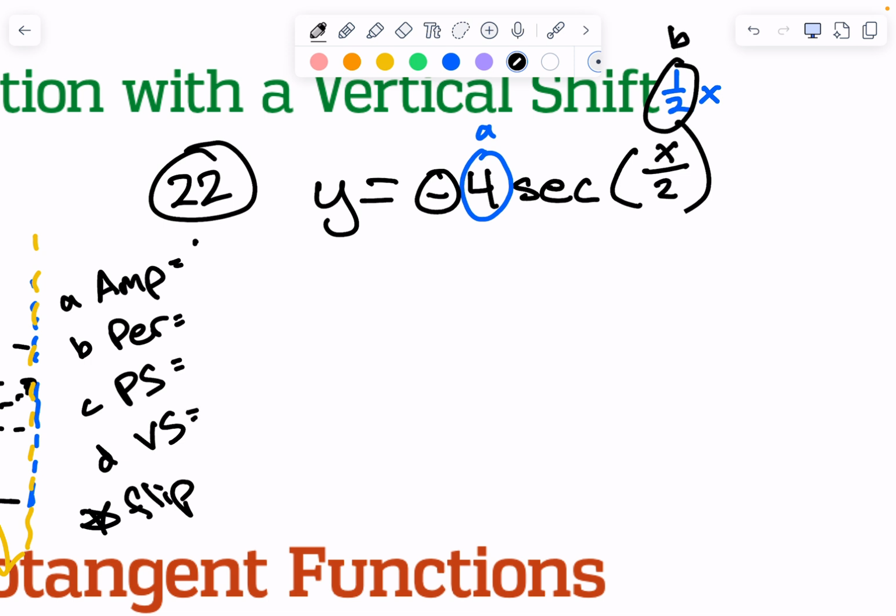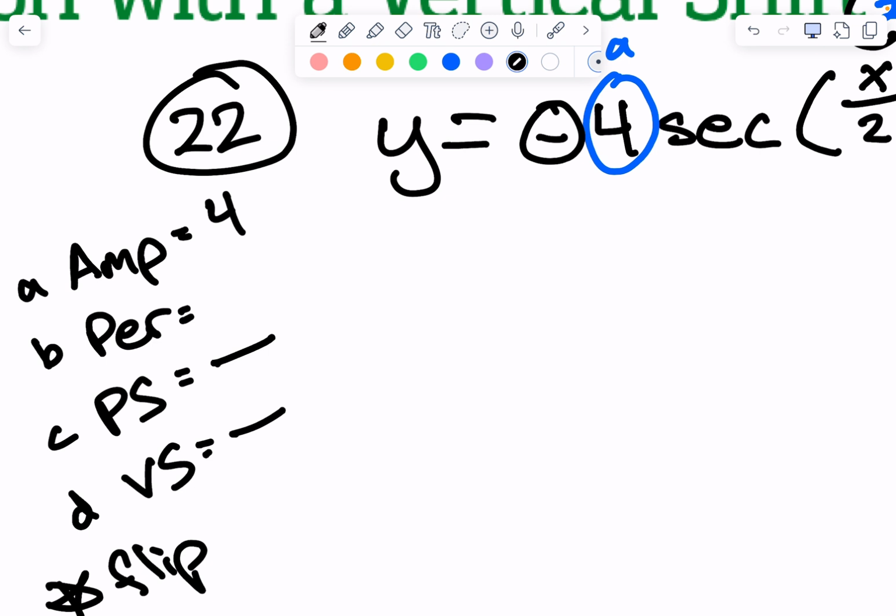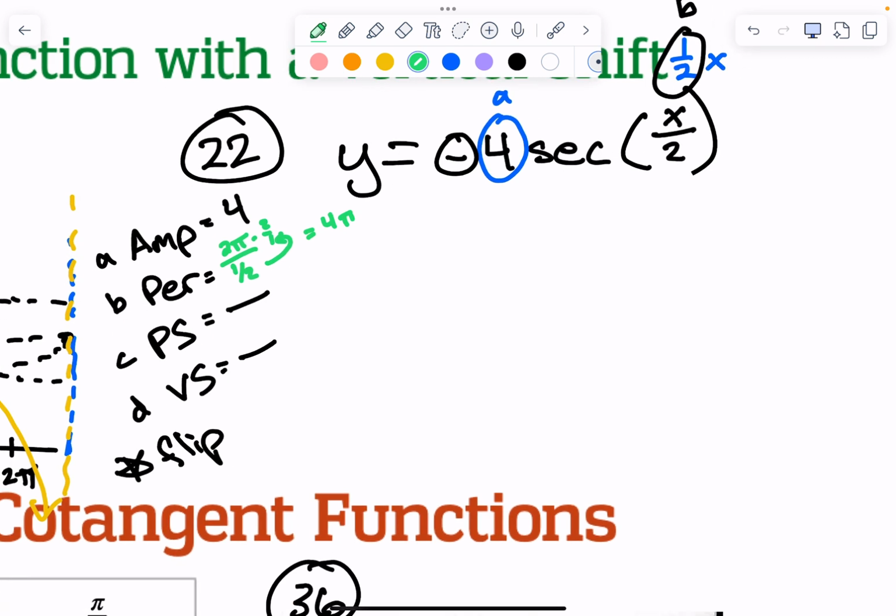So amplitude is 4. We don't have a phase shift. We don't have a vertical shift. So that makes them kind of nice. Now, if B is 1/2, how do you find the period? It's a little tiny teensy-weensy formula: 2 pi over B, and B is 1/2. So 2 pi divided by 1/2, you keep, flip him to the top. So 2 pi times 2 over 1, so 4 pi. So we've made him wider and taller, right?